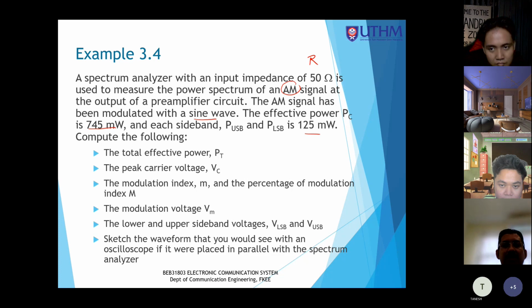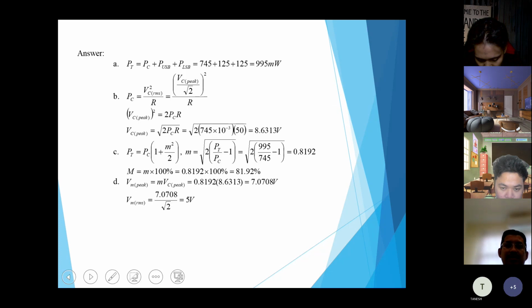So kita tahu PC, kita tahu PLSB and PUSB. Okay, maknanya P total bersamaan dengan PC plus PLSB plus PUSB. Okay, kita tambahkan aja 745 mili tambah 125 mili tambah 125 miliwatt. Kita akan dapat jawapannya seperti ini. Okay, 995 miliwatt. Okay. And then what?